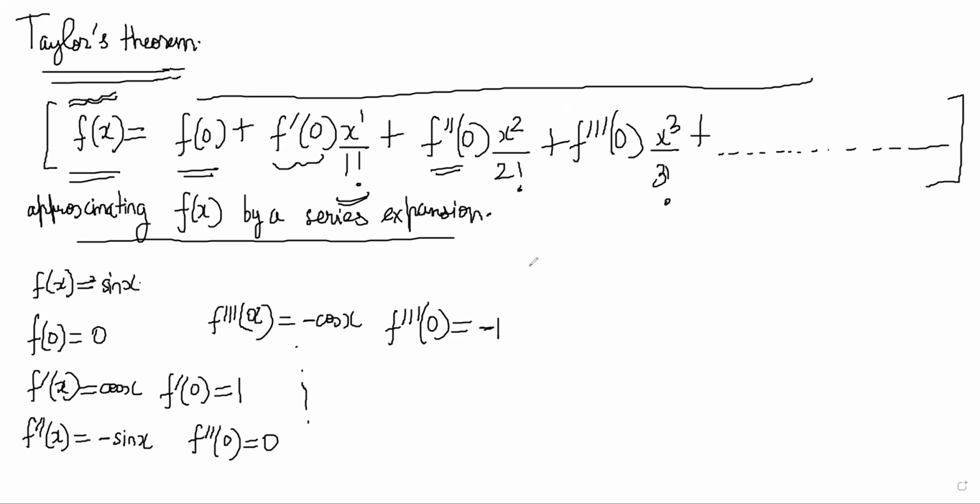So now what we will do is we'll just approximate sin x. So sin x becomes f of 0, which is 0. We'll put the values.